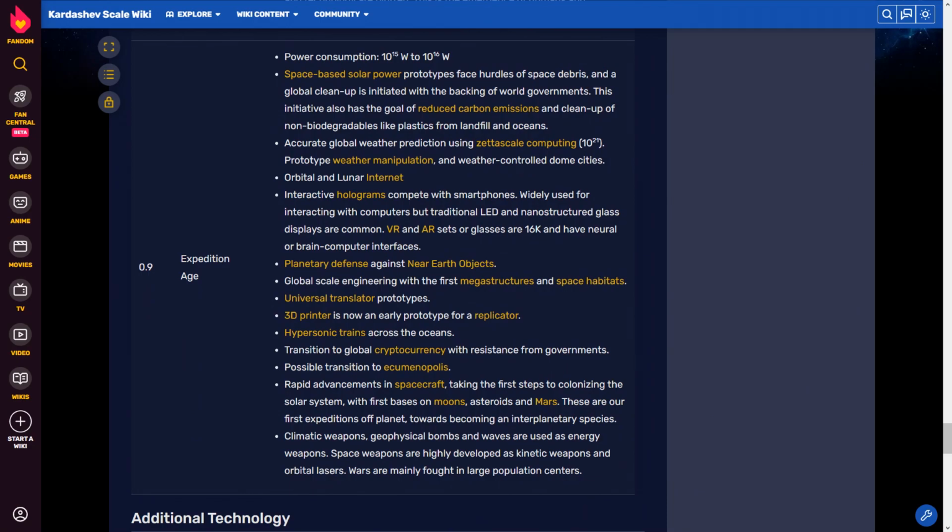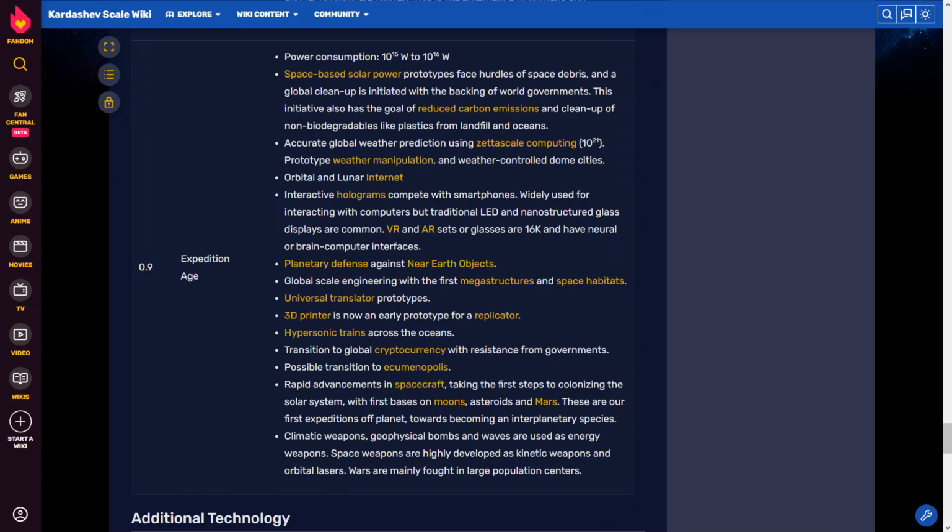Power consumption, 15th to the 16th in the expedition age. Space-based solar power prototypes face hurdles of space debris, and a global cleanup is initiated with the backing of world governments. Okay, if you say so. This initiative also has the goal of reduced carbon emissions and cleanup of non-biodegradables like plastics from landfills and oceans.